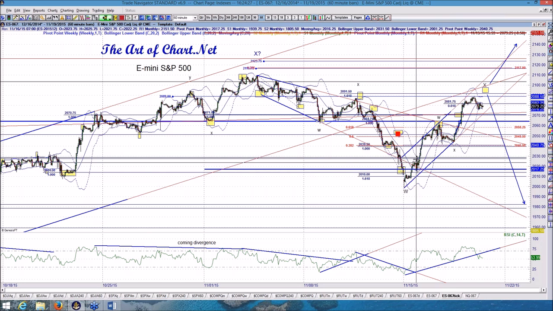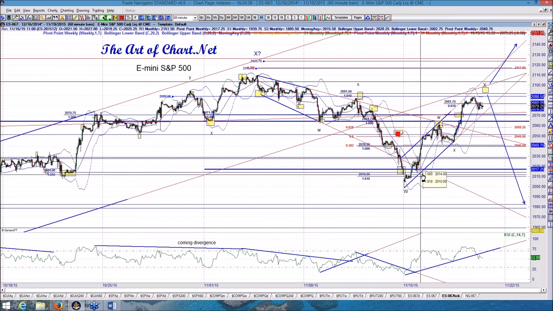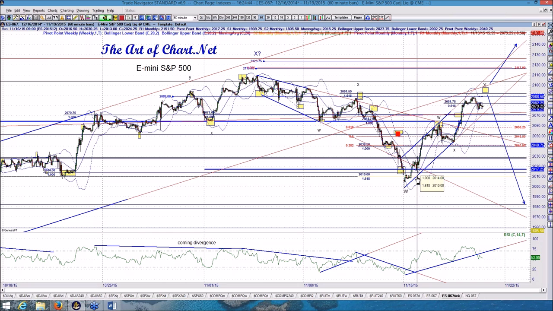Now here, I can see a potential little inverse head and shoulders. Do you guys see it? Shoulder, head, shoulder. So right here, which was the Monday open, there's your opportunity to get long. I believe that was the Monday open, if I'm right. Yeah, 9 o'clock. So there's your opportunity to get long.